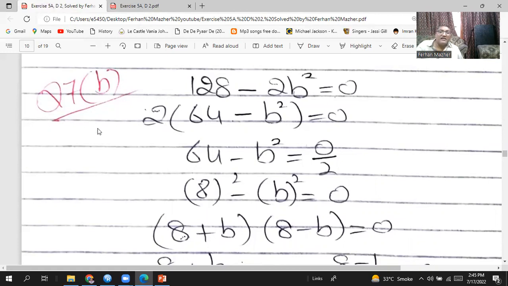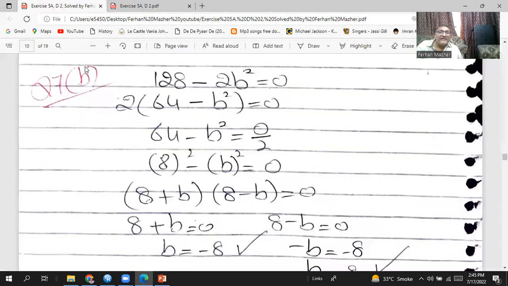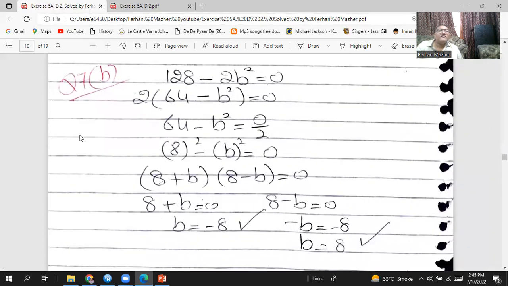So you can write a square minus b square equals (a plus b)(a minus b). So it will be a plus b in one bracket and a minus b in the other bracket. These two brackets are multiplying with each other and the answer is 0. So I will make the first bracket 0, then I will make the second bracket 0. So you will have a plus b equals to 0, so b will be equal to minus a.